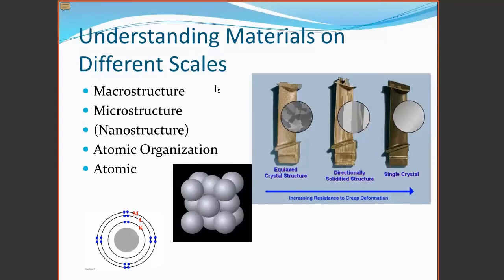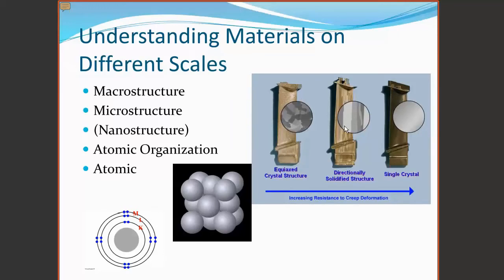The largest length scale is the macrostructure, and this relates to features that can be seen in a material using the eye, that are visible by the eye. Let's look at some examples here. These are 3 jet turbine blades that have been manufactured in different ways.